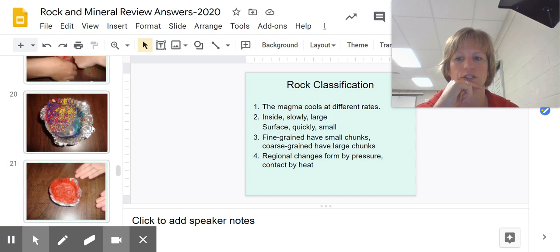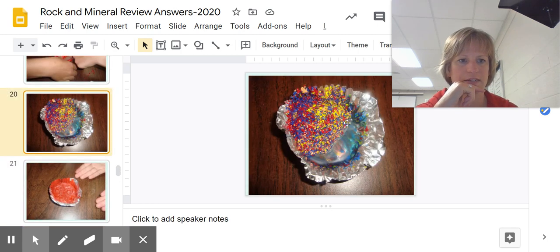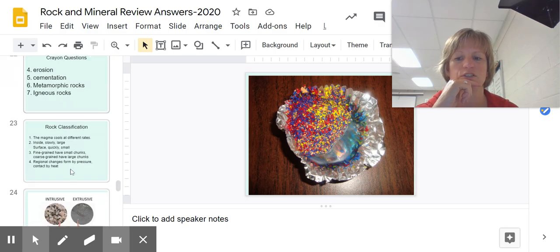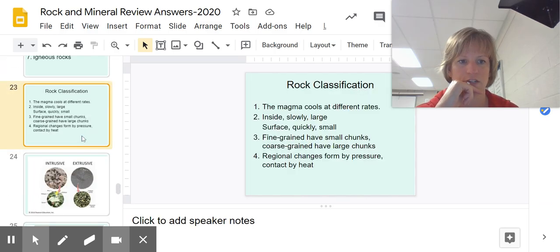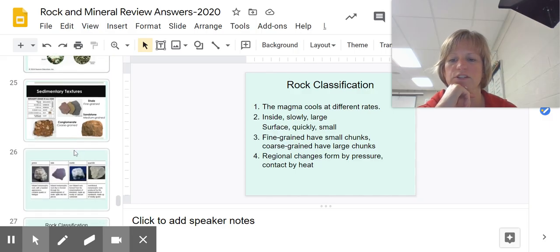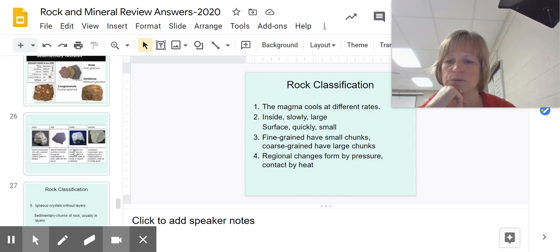a magma pocket. So this is contact metamorphism. If it's regional metamorphism, I want you to think pressure in the region. Okay, so contact metamorphism is in close contact to a heat source like a magma pocket, and then regional is pressure in the region. So let me show you this.